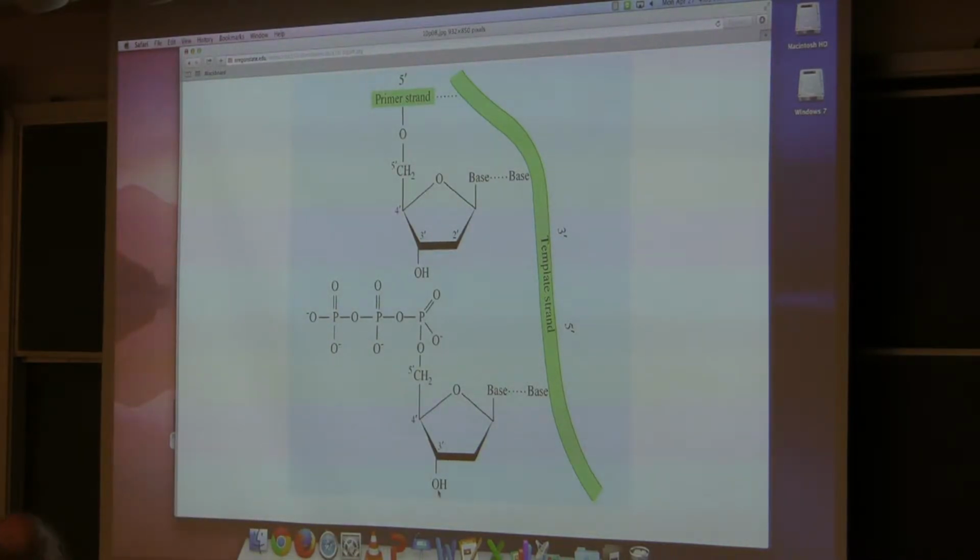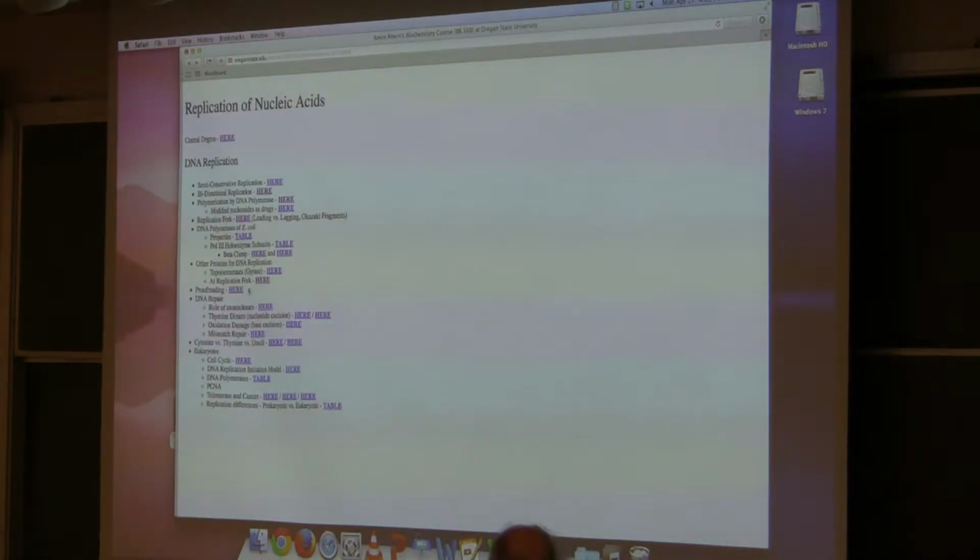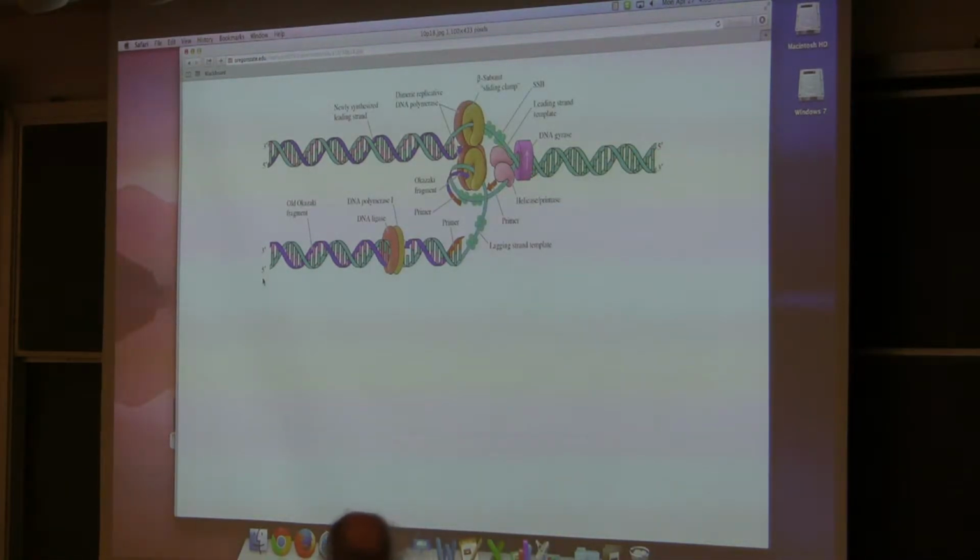It will not go backwards. We can't make a strand going upwards. We can only make this strand going downwards. That poses some interesting problems and issues for the process. It comes back and hits us right in the face here, because remember that the strands are anti-parallel. The top strand is going 5' to 3' from my left to my right, and the bottom is in the opposite orientation. It's going 5' to 3' in this direction.